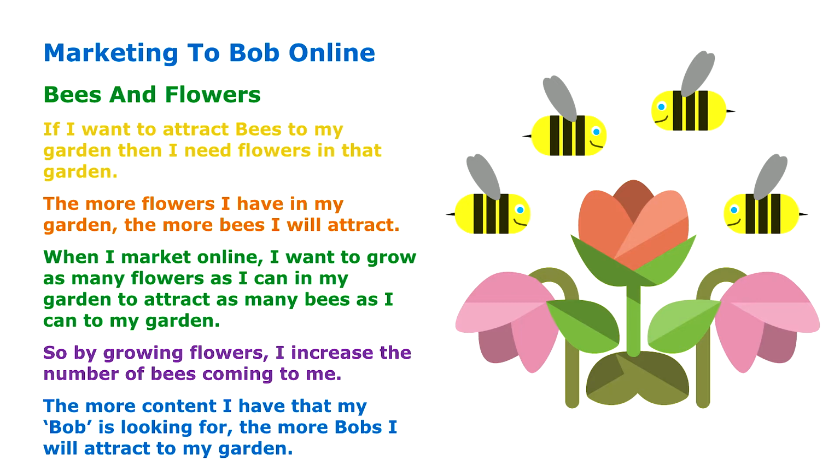If your content is good and solves Bob's problems, people will come and consume that content. And then from that content, you can now sell and market your products and services. So the more flowers you have, the more bees you have in your garden.